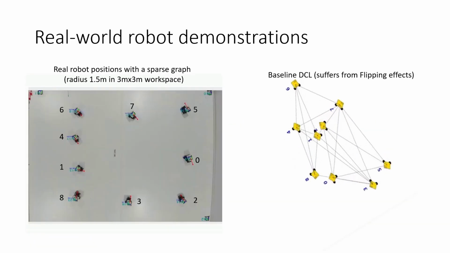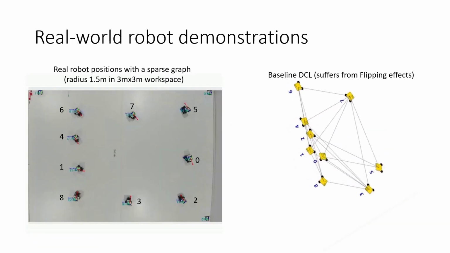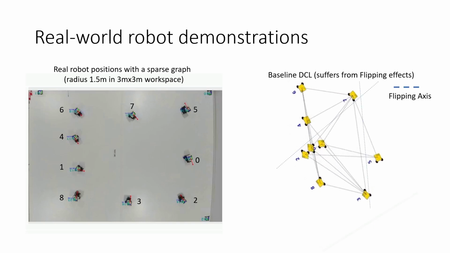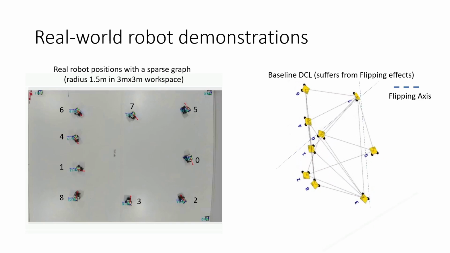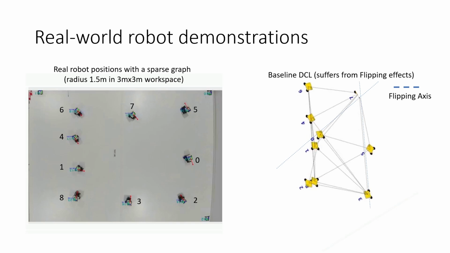For instance, in the presented example, the robot formation flips along the 7-3 and the 7-0 axes. It results from the limited edge connectivity combined with unknown starting estimates.